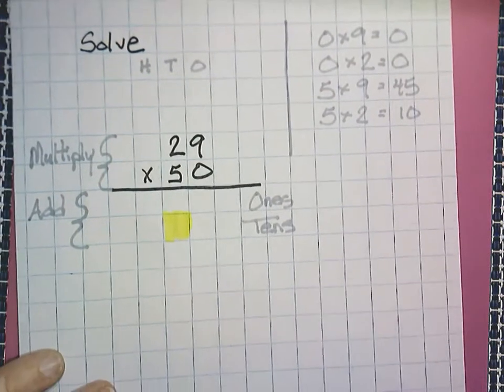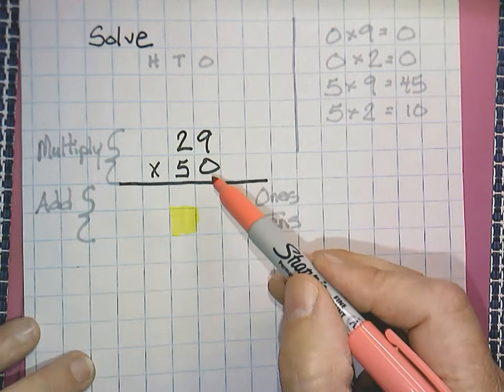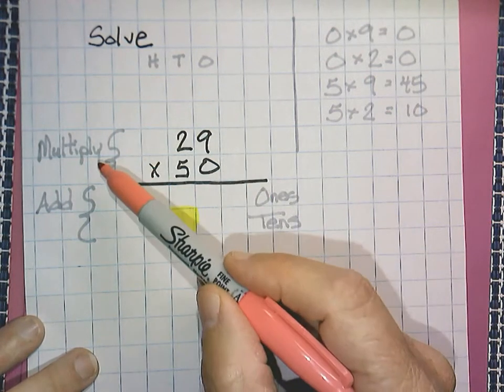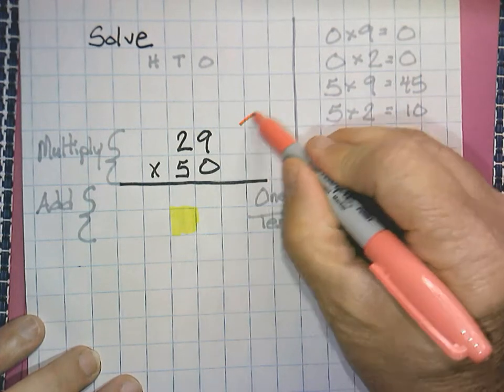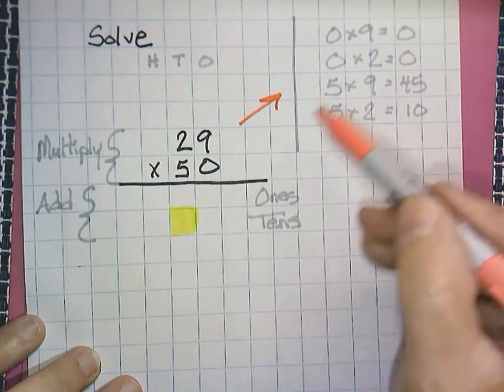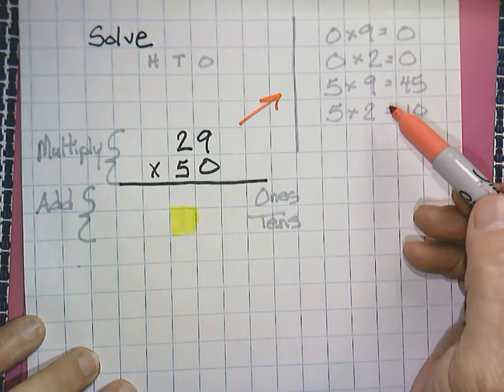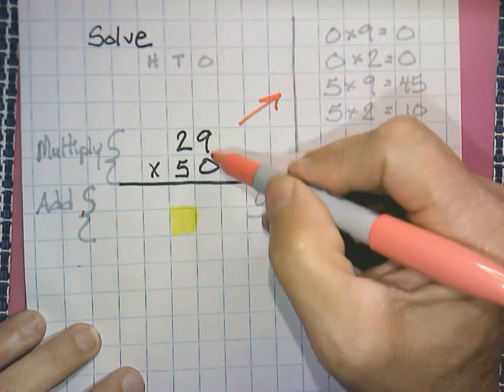Try another one. 29 times 50. Remember, our basic steps are you multiply first, each place value, and I'm showing that up here. These are the steps that you would do. You don't have to write them up here all the time, but this is just showing you for this lesson. And then our second step is to add. Okay, we start in our ones.